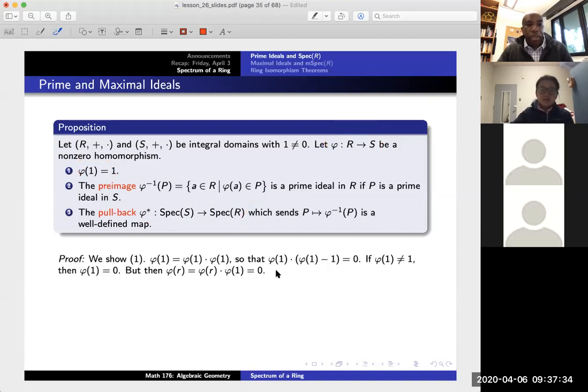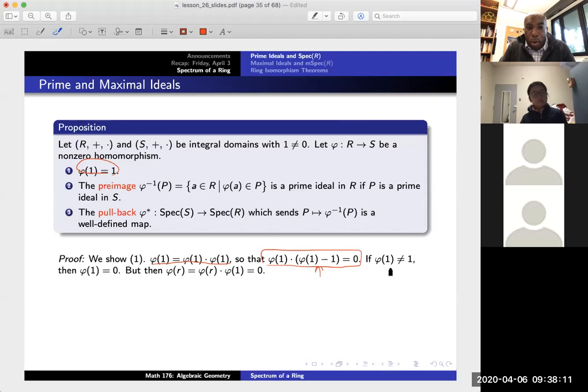Right. So let me just try to skim over the proofs of these. Let's try to show the first one. Why is it that phi of 1 is equal to 1? Well, I know that phi of 1 is phi of 1 times 1, because 1 equals 1 times 1, so I can break it up like this. Now I'm just going to subtract something from both sides and try to factor. So I need to ask a question. If one of these factors is 0, so if phi of 1 equals 1, then we're done.